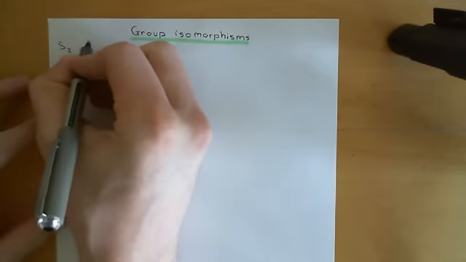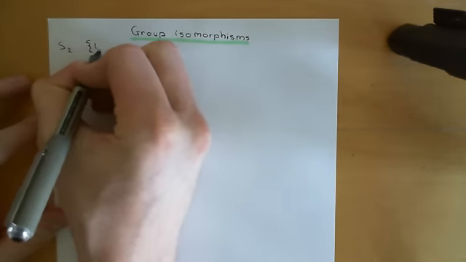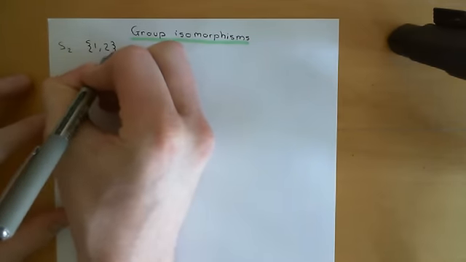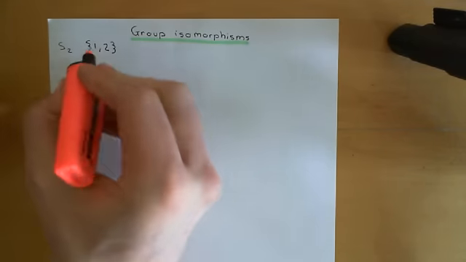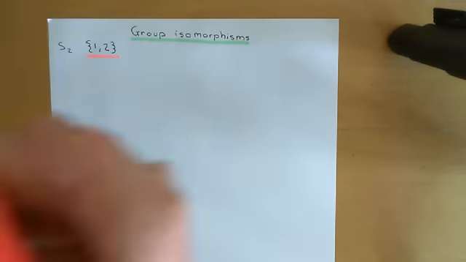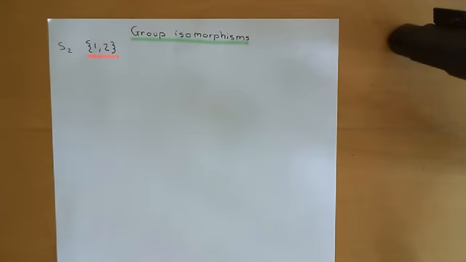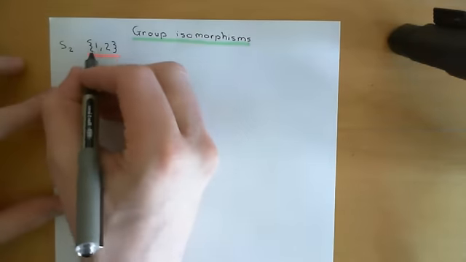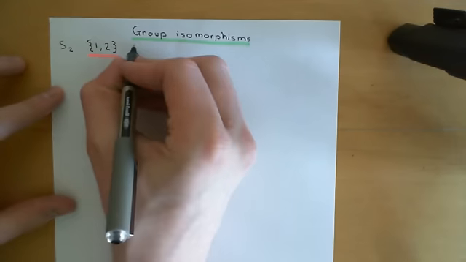Remember, the way that you think of building S2 is you take the set containing two elements, so we'll have the set containing the symbols 1 and 2, and you think about all of the set permutations of this set. What we're going to do is give these set permutations symbols, names, and then put these symbols into a set by themselves and define a composition law on them to create a group. So let's think about all the set permutations of this set containing just two elements.